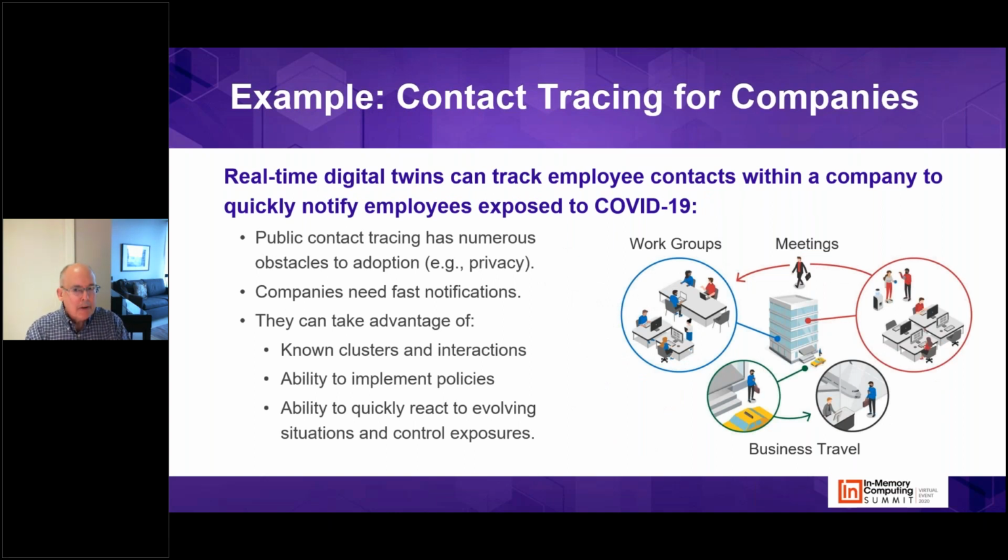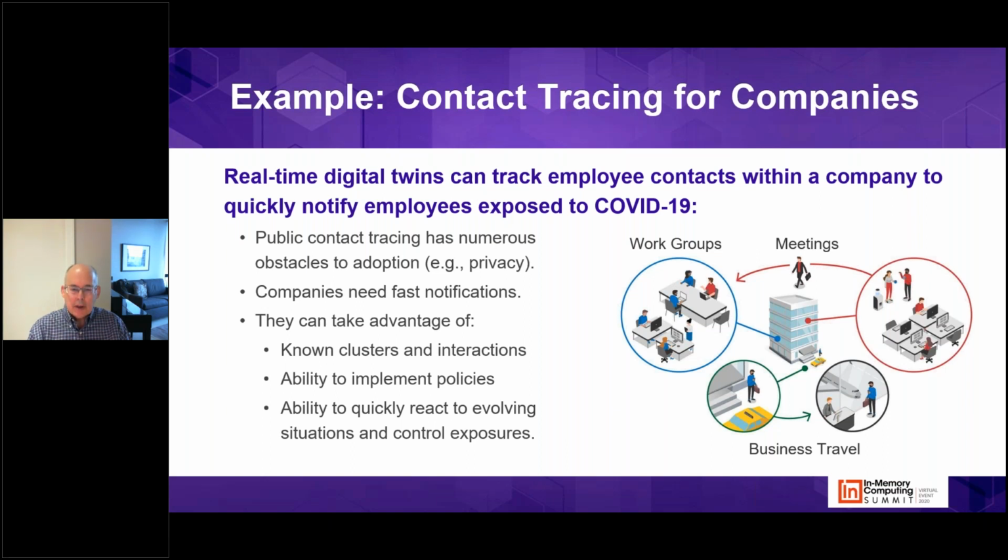So here's an example of contact tracing for corporations or companies. The problem of contact tracing has been challenging for the public because of privacy issues and reluctance for adoption. But real-time digital twins can help companies track employee contacts with numerous advantages. Most important is it can immediately identify microclusters of exposures so that they can be contained before they spread. So companies need these fast notifications, and they can take advantage of their knowledge of work groups and interactions between work groups, as you see in the picture.